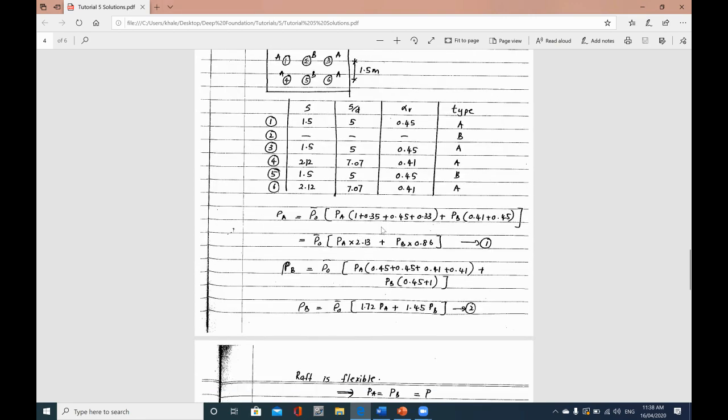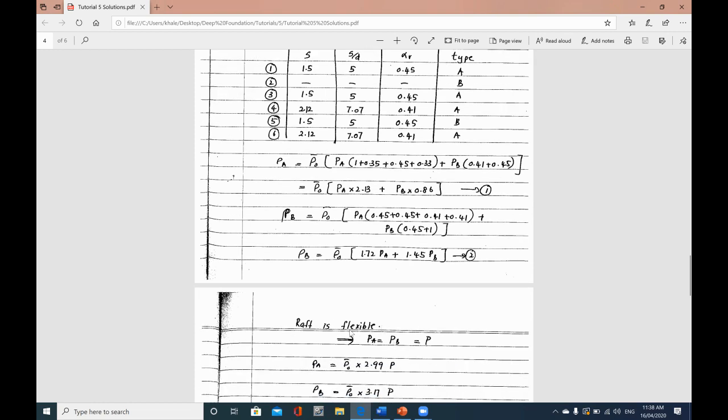So if we put everything back into these equations, we have these equations from the first matrix, and then we're going to have these equations from the second matrix. Because the raft system is flexible, as we said before, the load on the piles will be identical. So PA will be equivalent to PB, and that will be equivalent to P, which is the load on the piles.